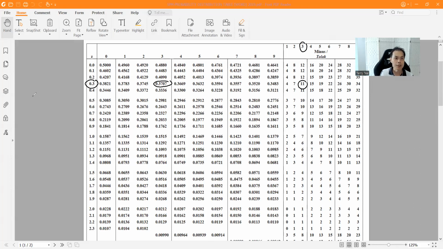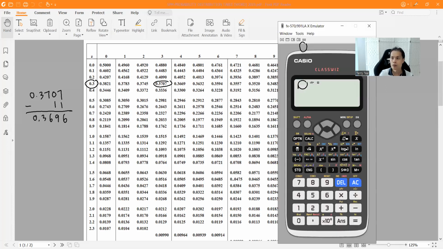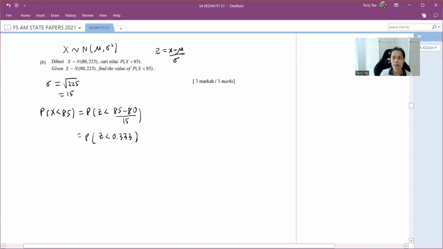So the way we read this is 0.3707. You subtract 11 from the last digit. So this will give us 0.3696. Okay, so now the thing is, before that, I need to first do 1 minus, because this is on the right hand side. Okay, this is on the right hand side.